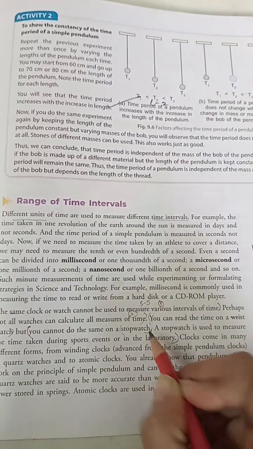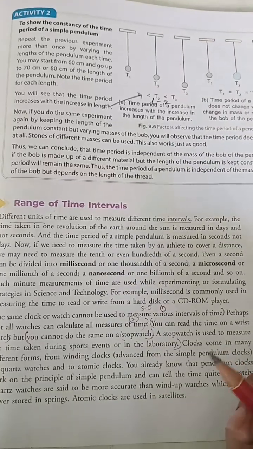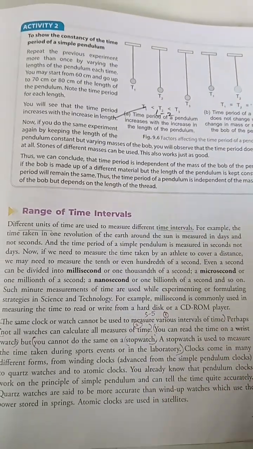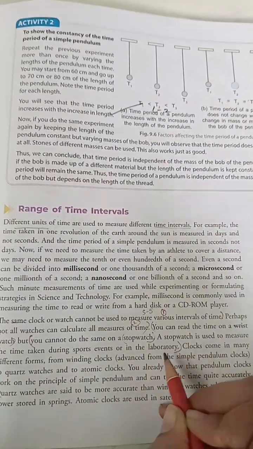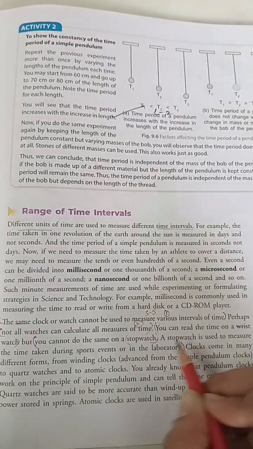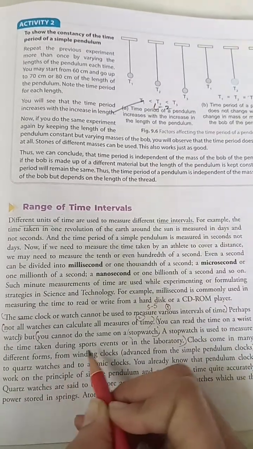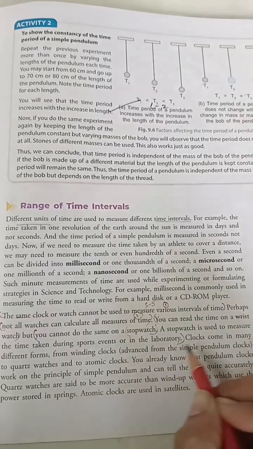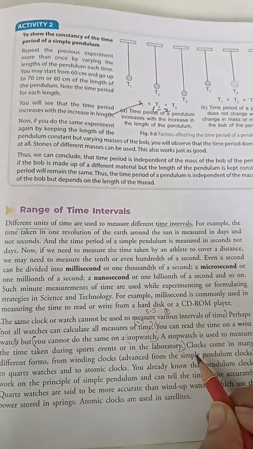You cannot read the time on a stopwatch. For what then is a stopwatch used? The stopwatch is used to measure the time taken during sports events or in laboratories.